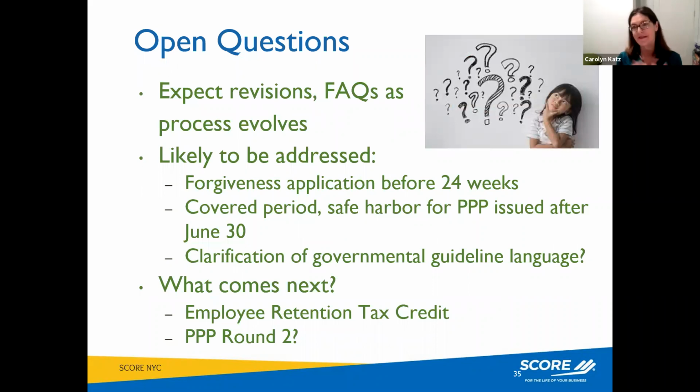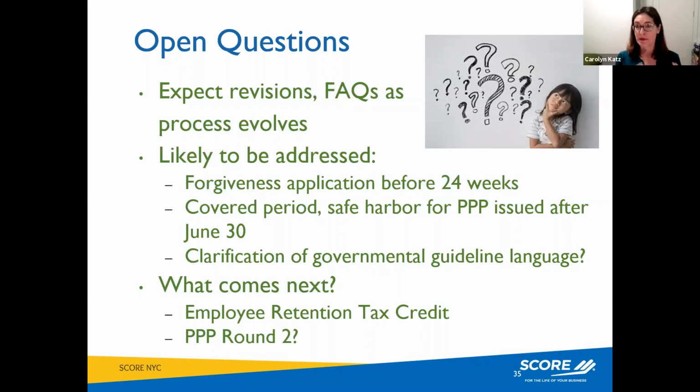Open questions. This is not open questions for you. This is what do we still have questions about? As I said, expect that there will be revisions to the forgiveness application. We will keep you posted on all of those. Check our newsletter, check our website. But this is going to be an evolving process. There are still many gray areas. Looking at the application, things that we think are gray areas that we would very much expect to be addressed. What happens if you want to apply before the 24 weeks are up?